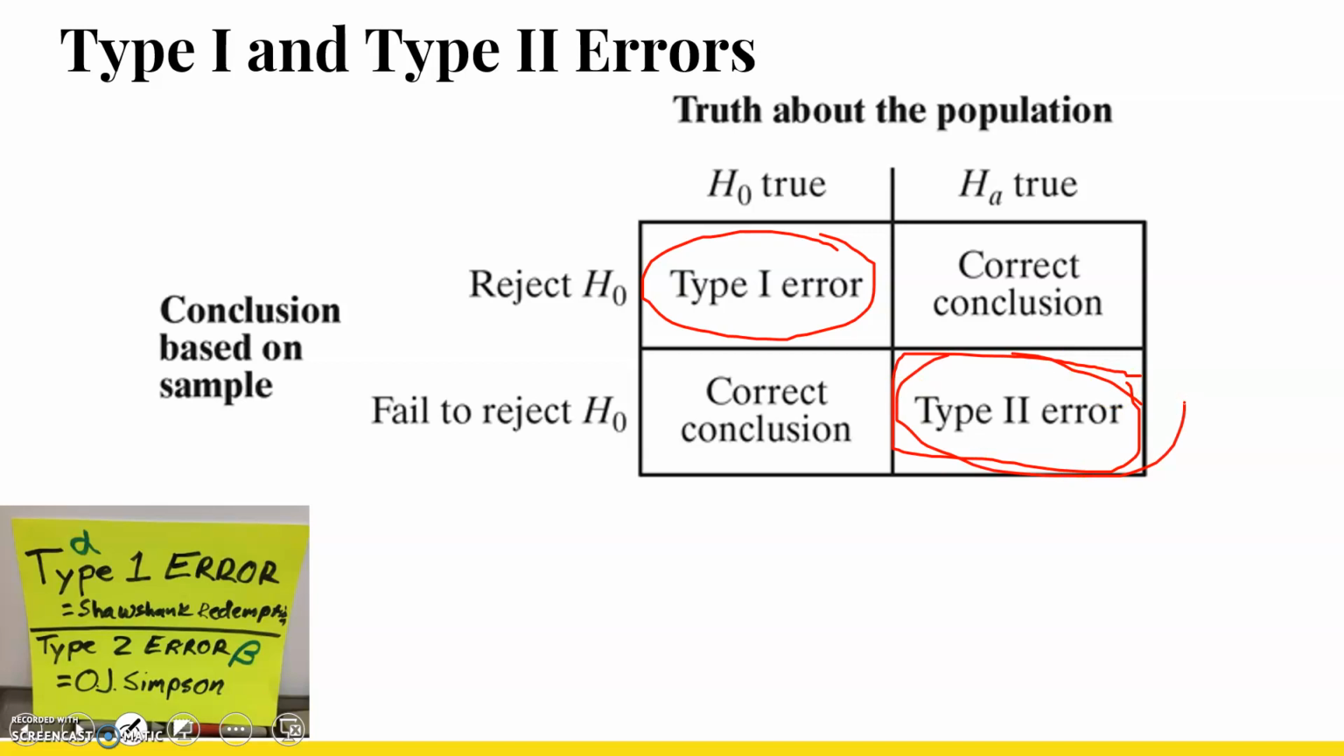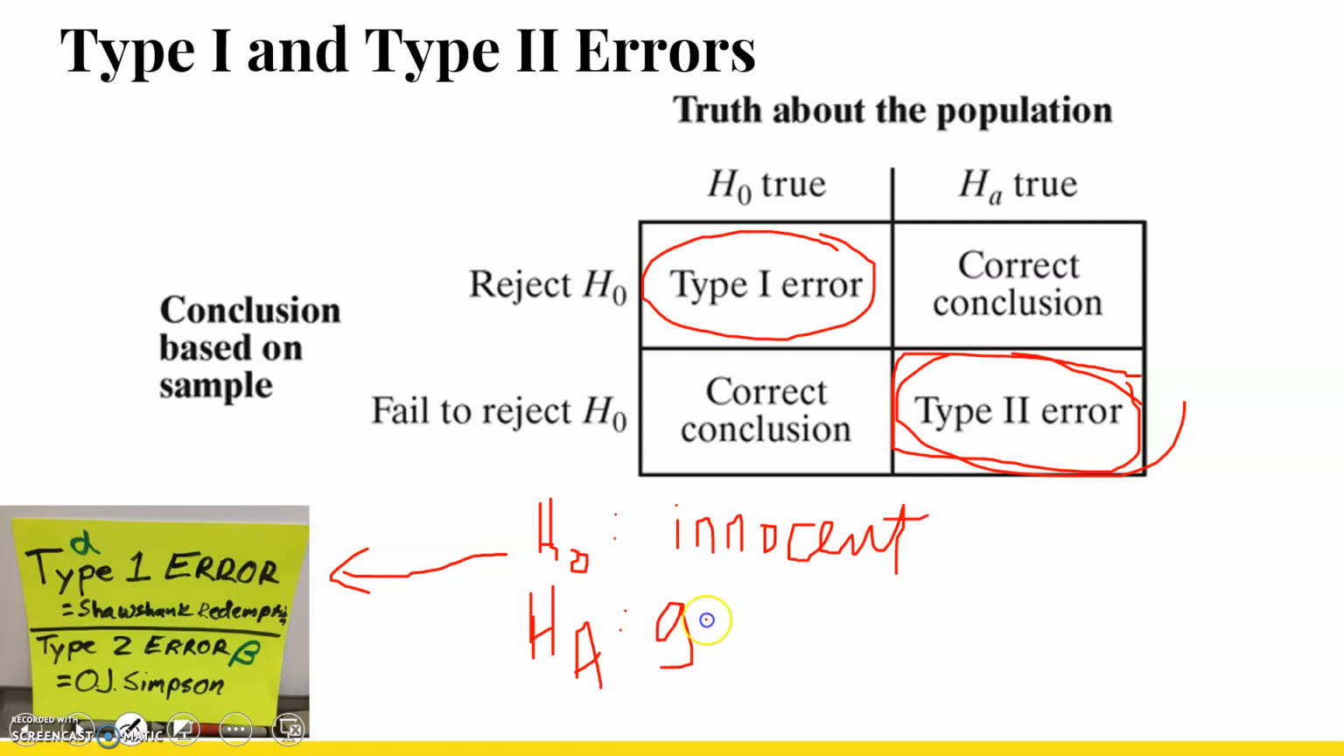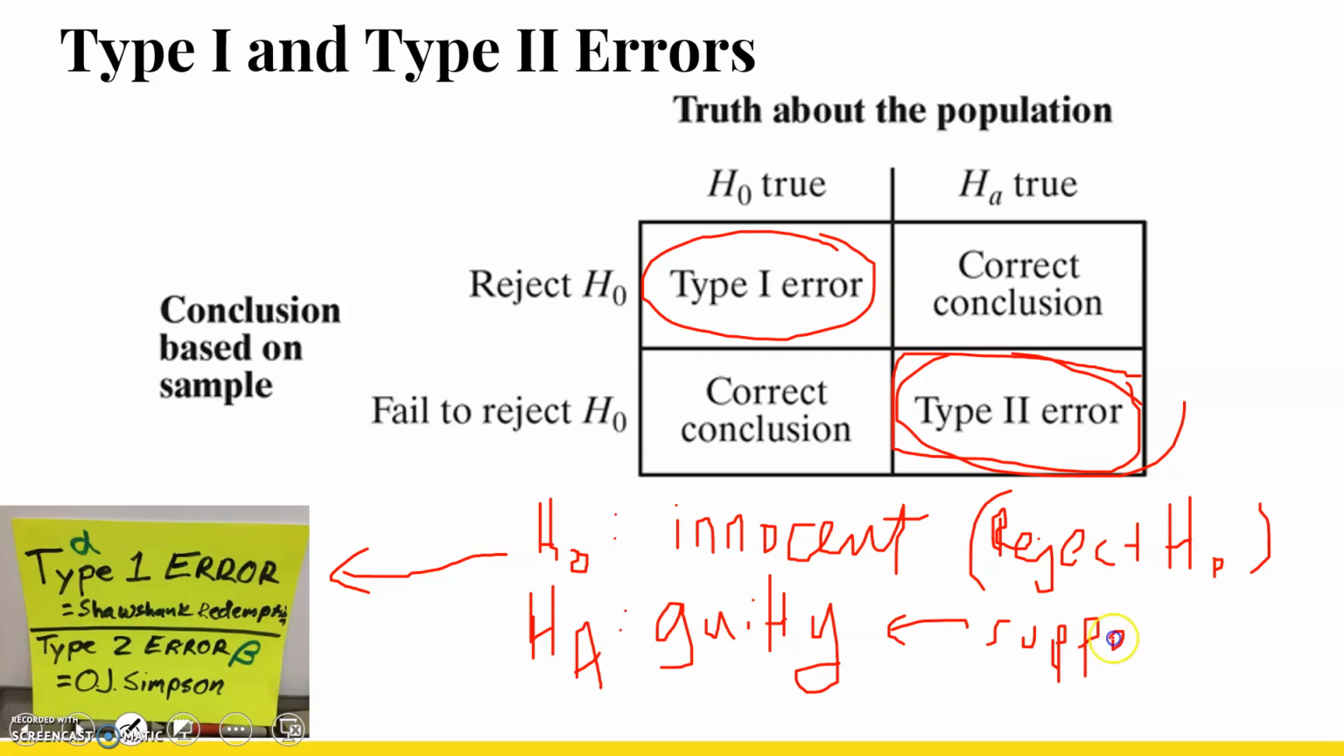All right, so here we have a joke about two movies. So let's set it up like this. Remember that H naught is typically that you are innocent, and HA is typically that you are guilty. All right, so in this scenario, a type 1 error would be we reject someone's innocence, we reject H naught, and we have support that they are guilty. Sorry, misspelled guilty. We reject that they're innocent, and we have support for their guilt. But this is incorrect. We really should not have done that. That's a type 1 error.